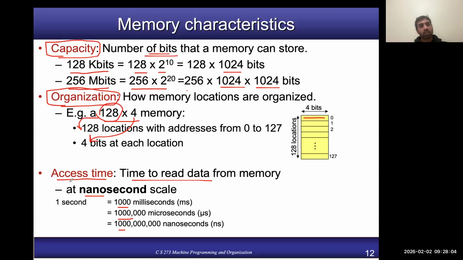Here we are saying that access time is defined as the time to read the data from memory. Why are we saying time to read the data from memory? Why are we not measuring access time as the time to write data to the memory? Why is access time defined in terms of read time and not in terms of write time? Any guess?